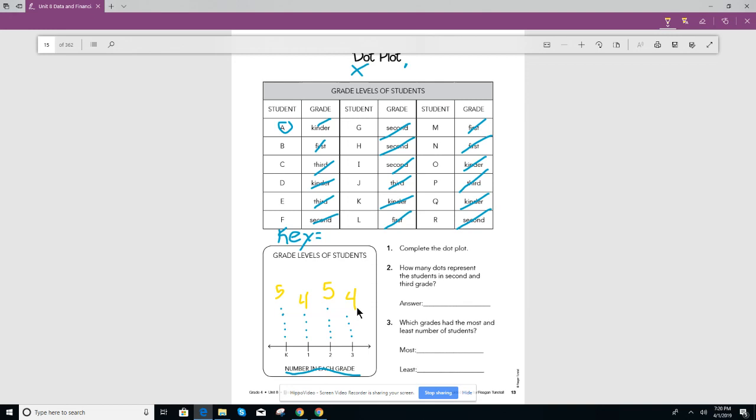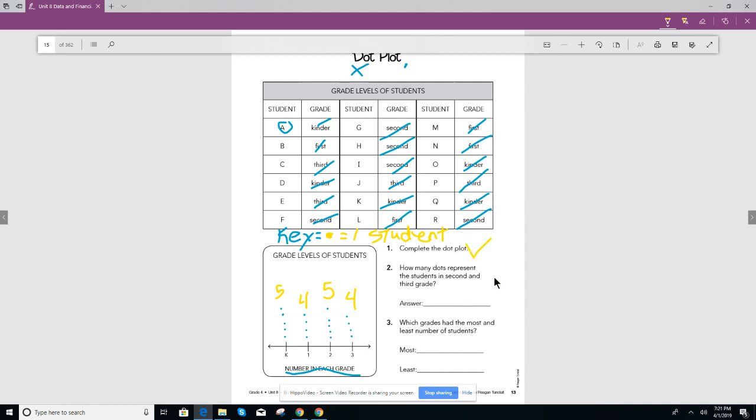So since we're not working with all odds, we can't say that a dot is worth 3 points or 5 kids. And since we're not working with just evens, we can't say that a dot is worth 2 kids. So we're going to say that 1 dot is worth 1 student. So looking at those dots, how many students are in kindergarten? 5. Yes, so we just completed our dot plot.